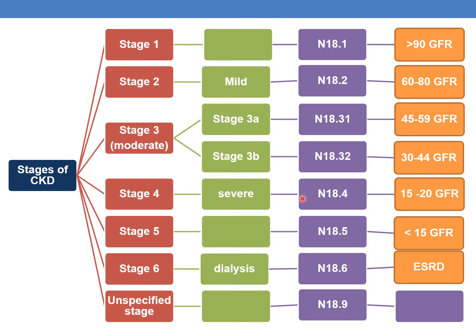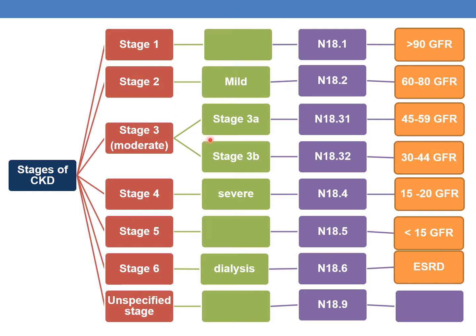Now, based on the glomerular filtration rate, let us discuss the GFR of various stages. For Stage 1, the usual GFR is greater than 90. For Stage 2 CKD, the range is 60 to 80. The glomerular filtration rate will be in the range of 60 to 80 for Stage 2.